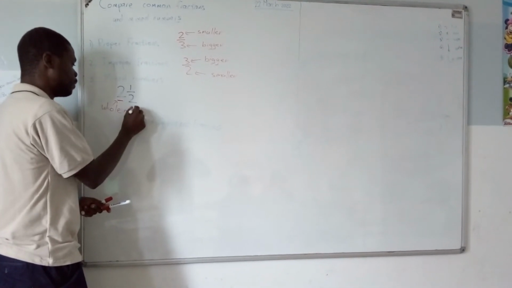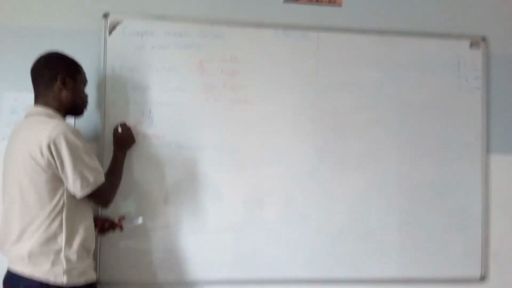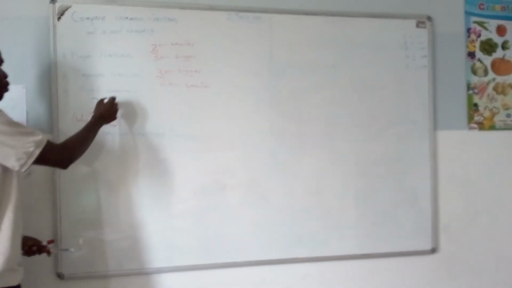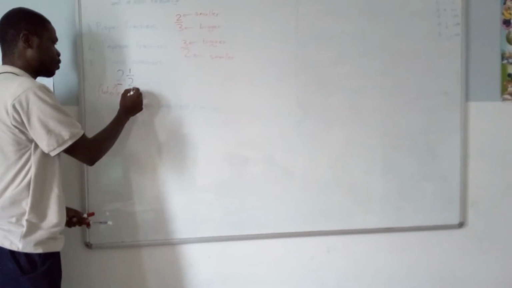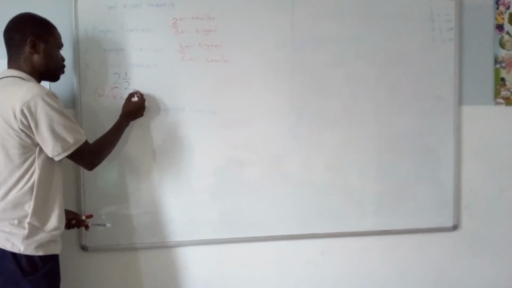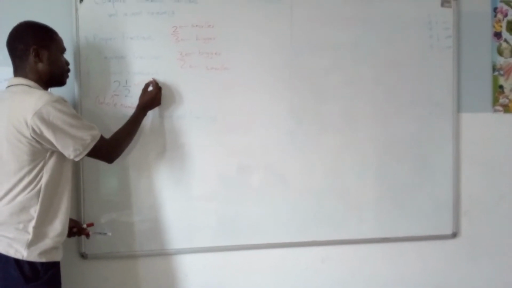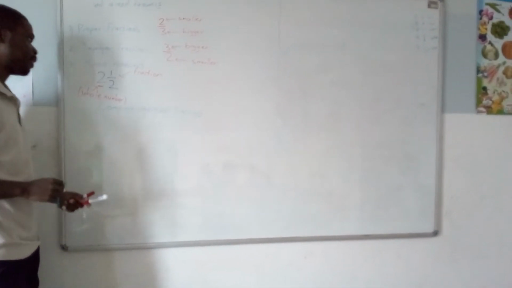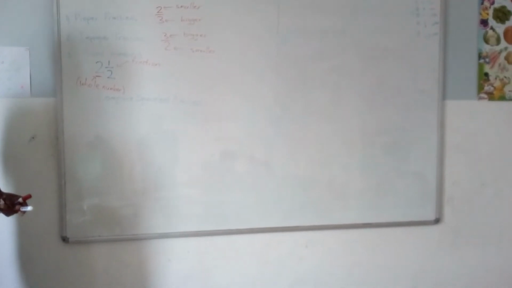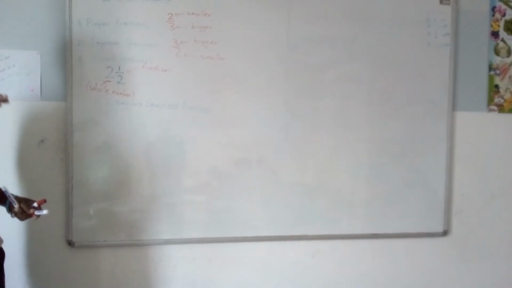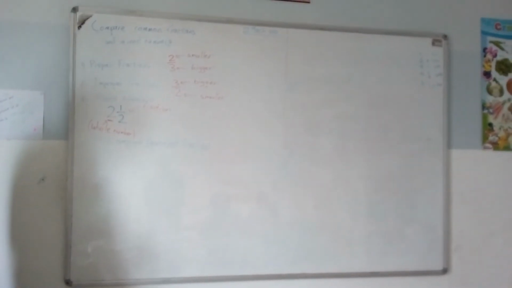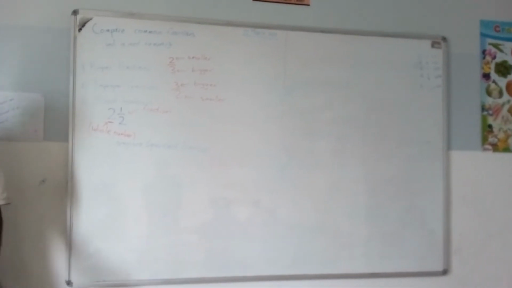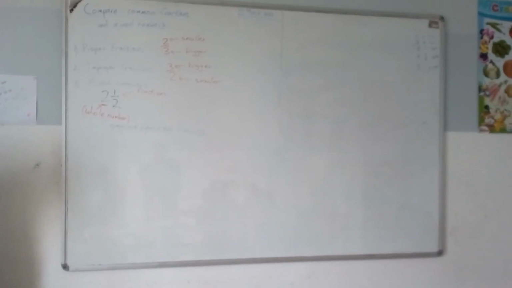Please write the examples, I will give you time to write it out. The 1 over 2 is called the fraction, so this is the fraction part. So a mixed number has a whole number and a fraction part. This is what we need to remember, and we are expected to know how to do it.